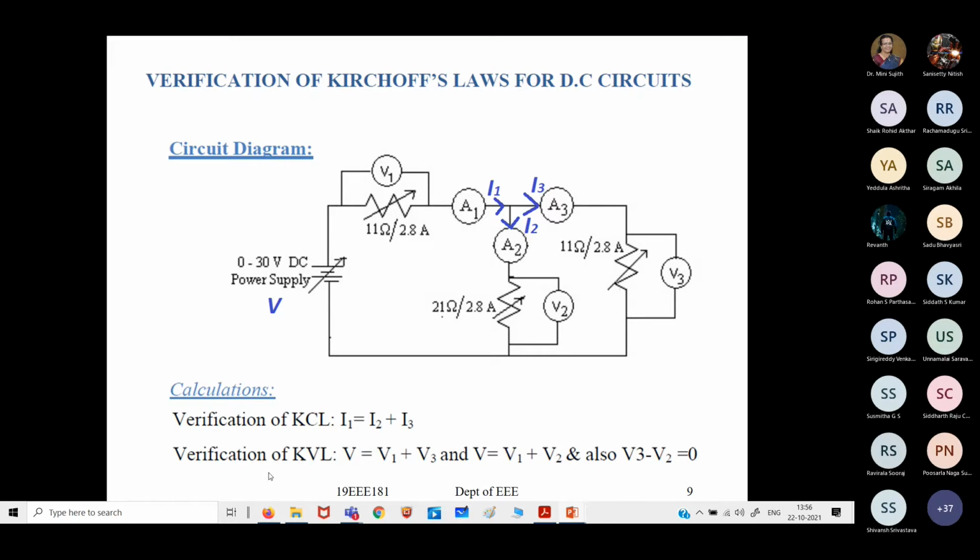First we have to calculate it theoretically. Then we have to connect the circuit in Tinkercad and check whether we are getting the same values.